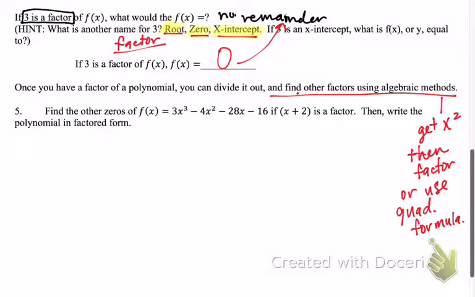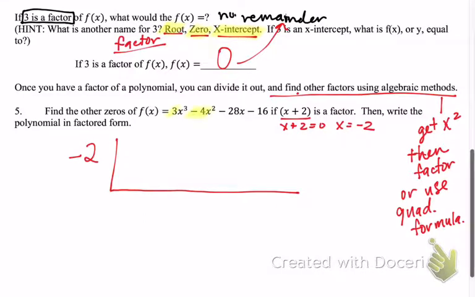It says that x plus 2 is a factor. So that means if x plus 2 equals 0, x equals negative 2. So I'm going to use synthetic division. I'm going to divide out negative 2. My coefficients would be 3, negative 4, negative 28, negative 16. So I'm going to write them out.